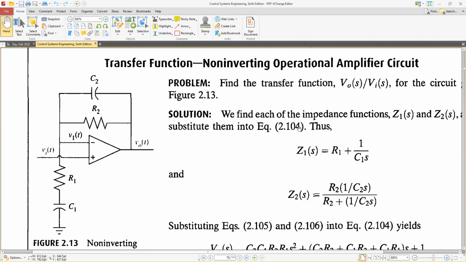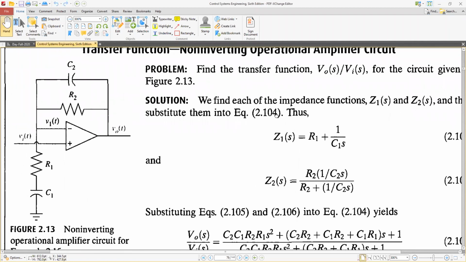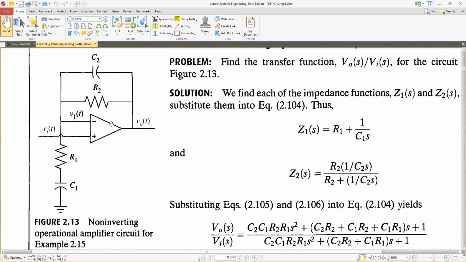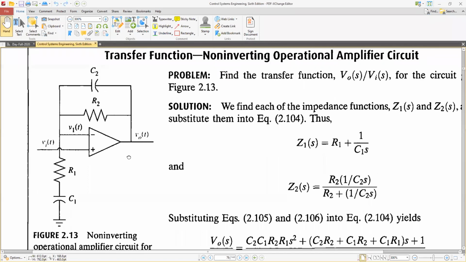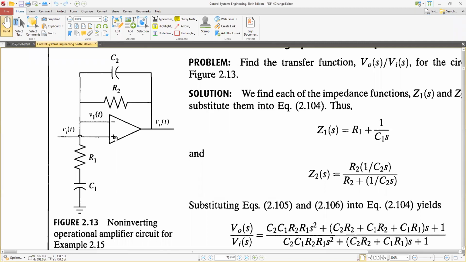Find the transfer function V0 by Vi for the circuit given in the figure below. If we look at the circuit, we can say that that is the non-inverting op-amp. Why non-inverting? Because look at the positive terminal. That is connected with the input source. For the inverting one, the positive terminal is connected with the ground. So that is the difference.